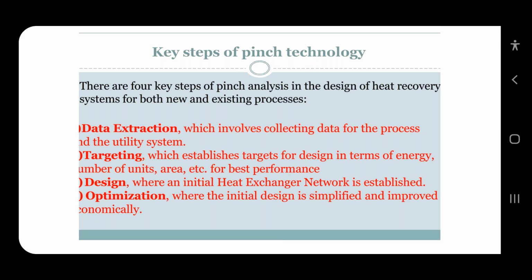That is the part of data extraction, which involves collecting the data for the process, hot and cold utility system. Second is the targeting, which establishes targets for design in terms of energy, number of units, and area for best performance. That is a part of pinch analysis. How much energy you can save, how many units are required, fewer units being satisfactory. Area, that is heat transfer area: how much heat transfer area you can minimize for your particular system to get the best performance.